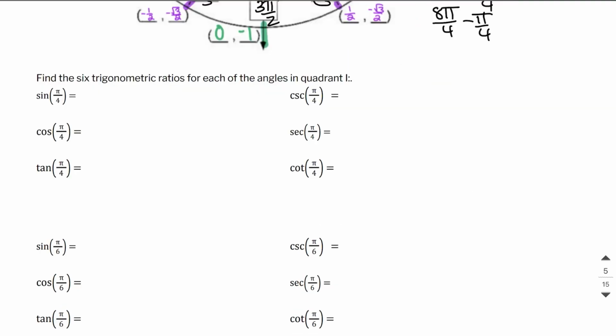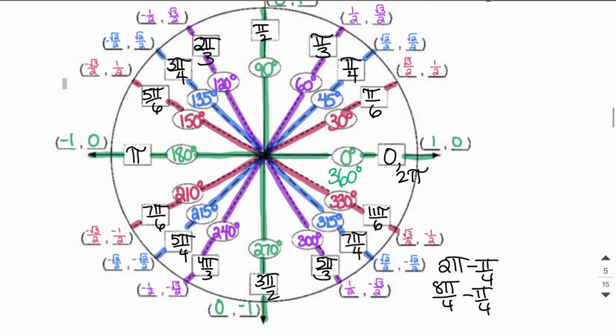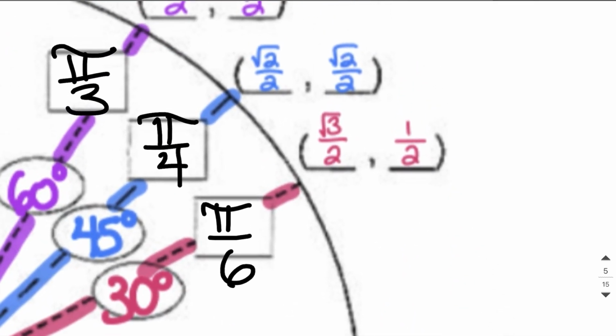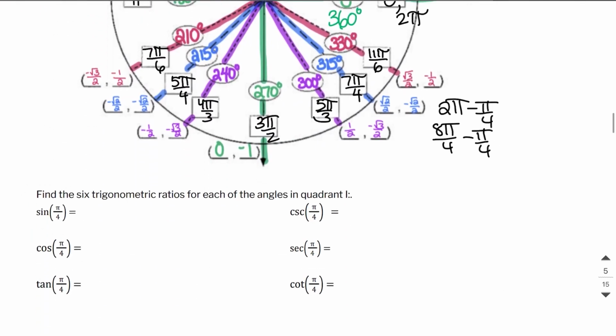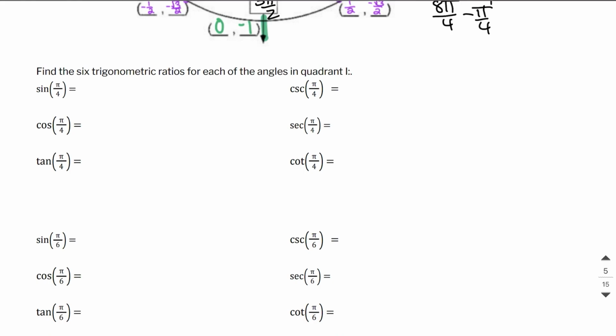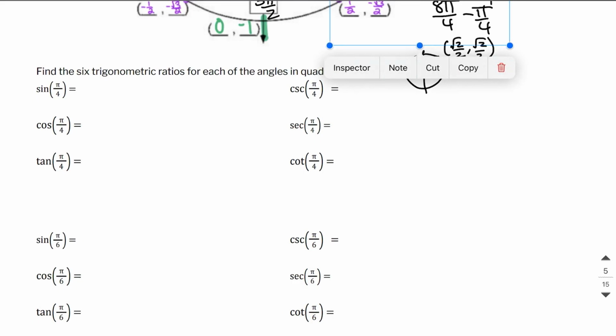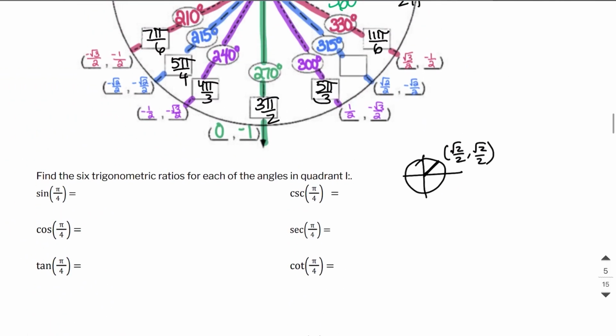Okay, so it says find the 6 trig ratios for each of the angles in quadrant 1. So if this right here is pi over 4, because that's what the first section of questions is saying to us, we know that the coordinate is going to be root 2 over 2, root 2 over 2. Okay, so what I like to do is I just like to draw in a rough sketch of my unit circle. We know this is pi over 4, and then I like to write the coordinate down right here.